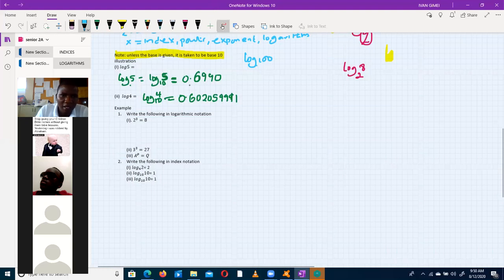Write the following in logarithmic notation. They have given you something in index notation. How do you write this in terms of logarithm? We just learned that up there when I was explaining the definition of logarithm. How do you write this? Log base 2 of 8 is equal to 3. Yeah. What about this one?